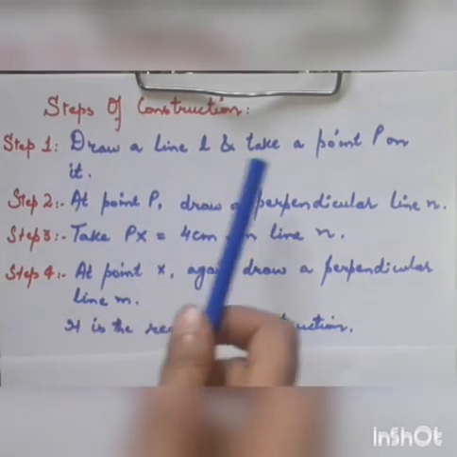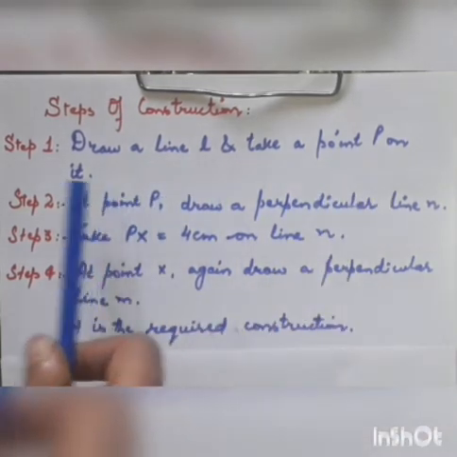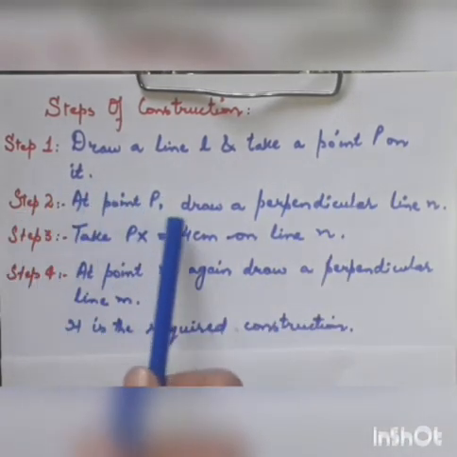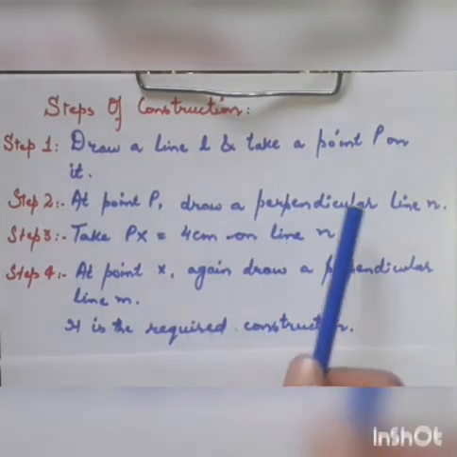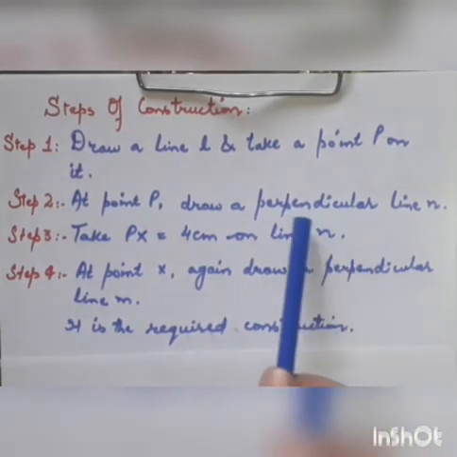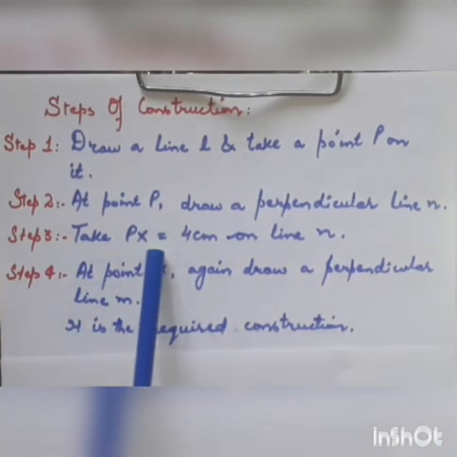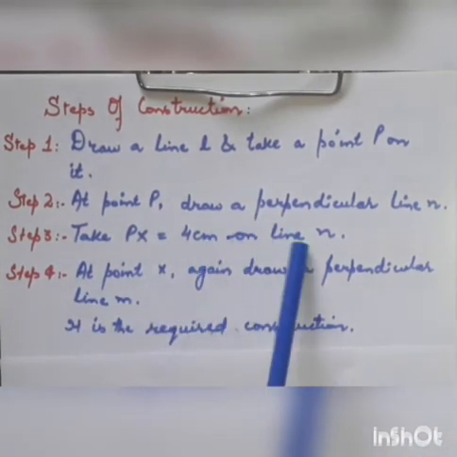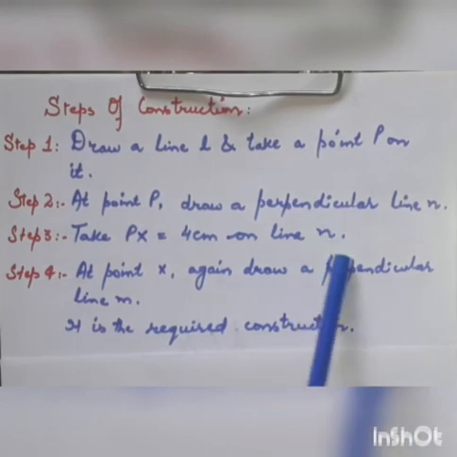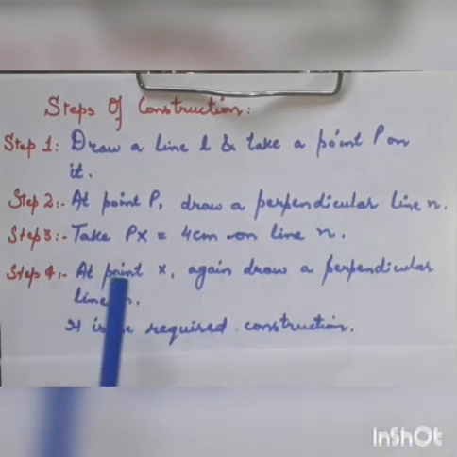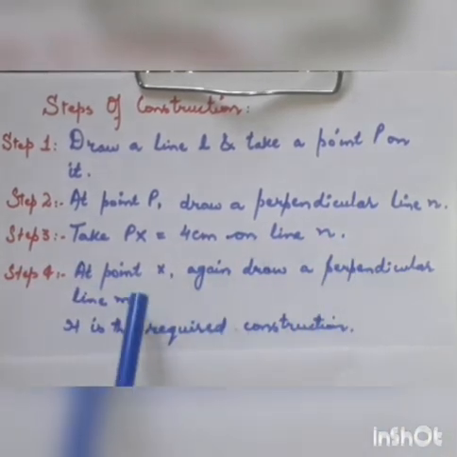Now students, you can write the steps of construction of question number 2. Step 1 is draw a line L and take a point P on it. Then step 2 is at point P draw a perpendicular line, and you will name this perpendicular line as N. Then step 3 is take PX equal to 4 centimeter on perpendicular line, that is line N. And then step 4 is at point X again draw a perpendicular line M, and that is the required construction.